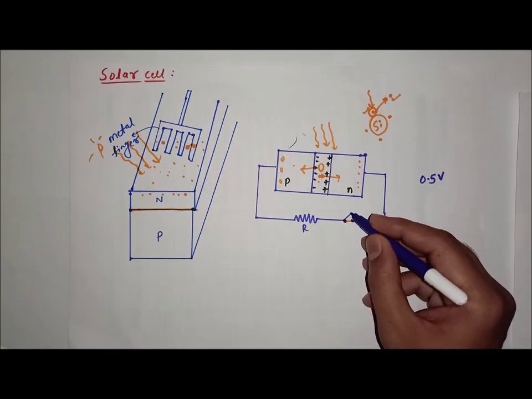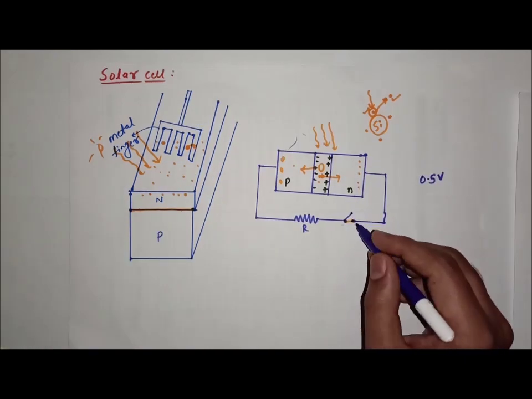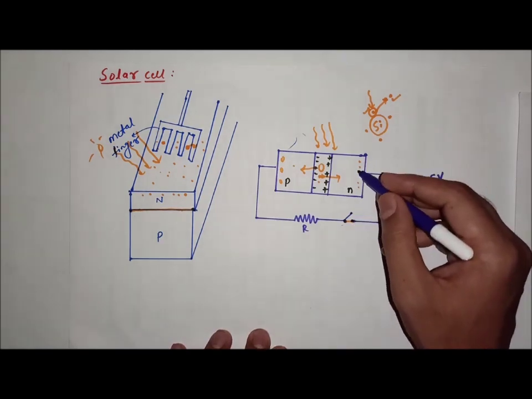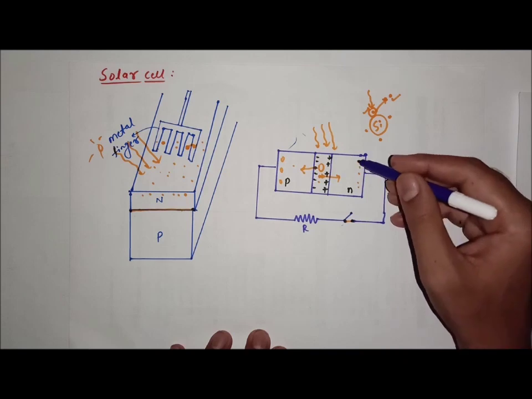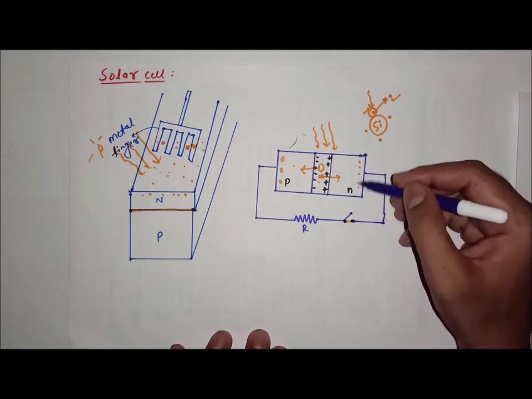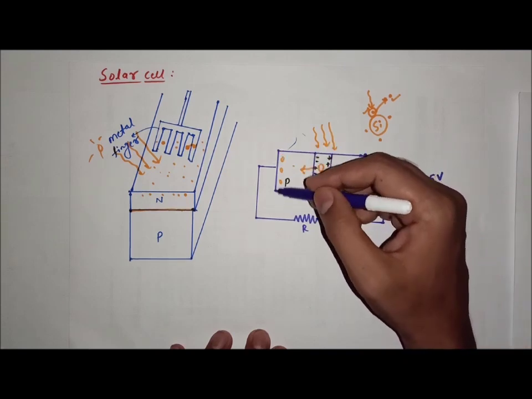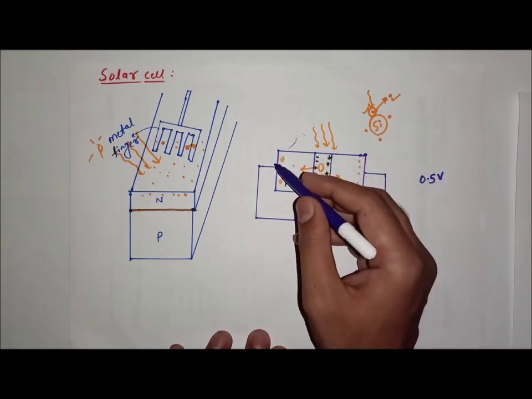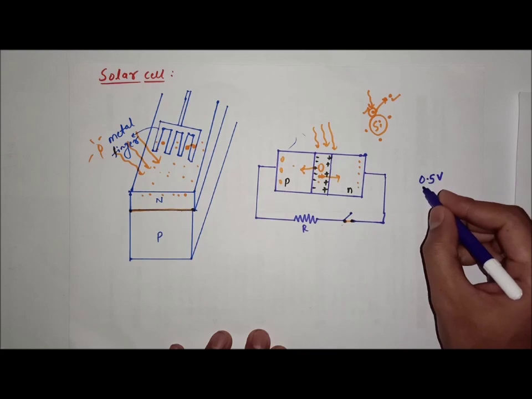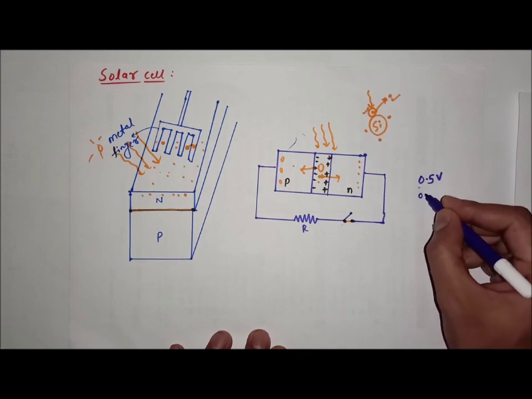When you open this circuit, don't close the circuit. If you open this circuit, the electrons cannot flow and cannot produce the current. Now what happens? The electrons will accumulate on one side and holes accumulate on the other side. As a result, it acts as a cell having a little voltage of around 0.5 volt or 0.4 volt, very less voltage.